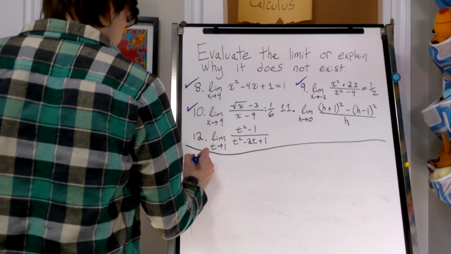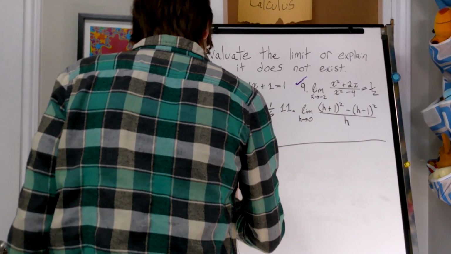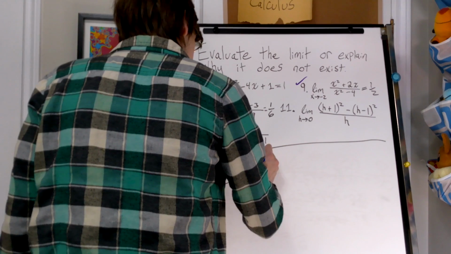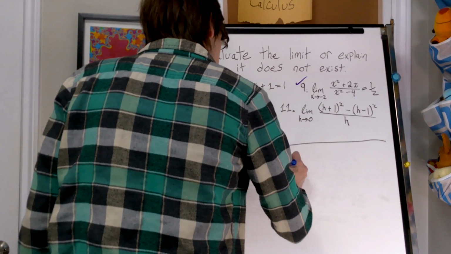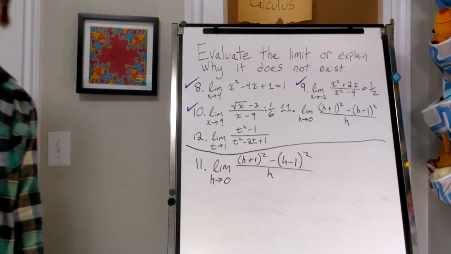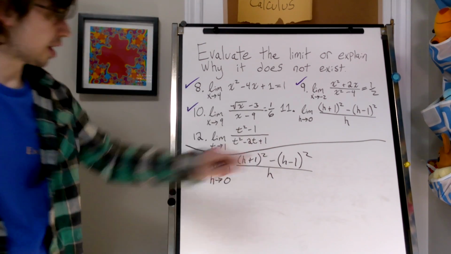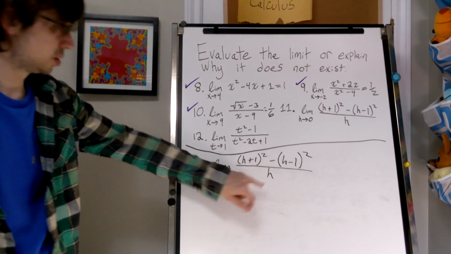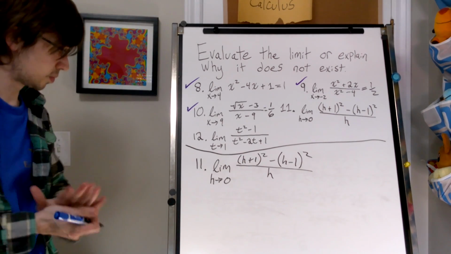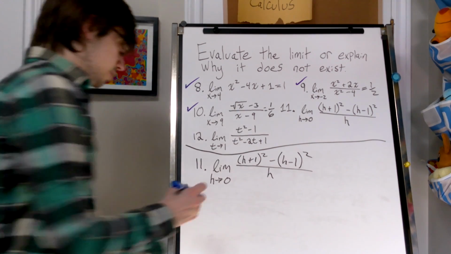Question 11. The limit as h approaches 0 of the function (h plus 1) squared minus (h minus 1) squared, over h. Clearly, if we plug the 0 in, we instantly have a problem. We will be dividing by 0. I don't really care if the top comes out to 0. I'll be dividing by 0 either way, and I don't like that. So, what are we going to have to do? We are going to have to FOIL both these terms and see if we can reduce anything.